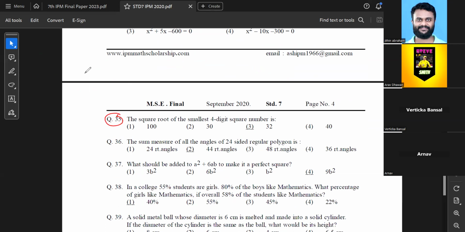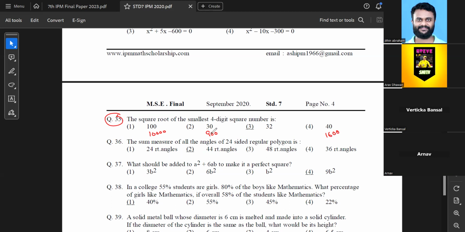So in this case, obviously the options are actually helping you out. Obviously, 100 square is 10,000, which is a five-digit number. 30 square is 900, which is a three-digit number. 40 square is 1600, which is a four-digit number. But 1600 is a huge value. So as compared to 40, I will say 32 might be our correct answer because it is just about 30. Even though this is a four-digit number, 1600 is a huge value, right?